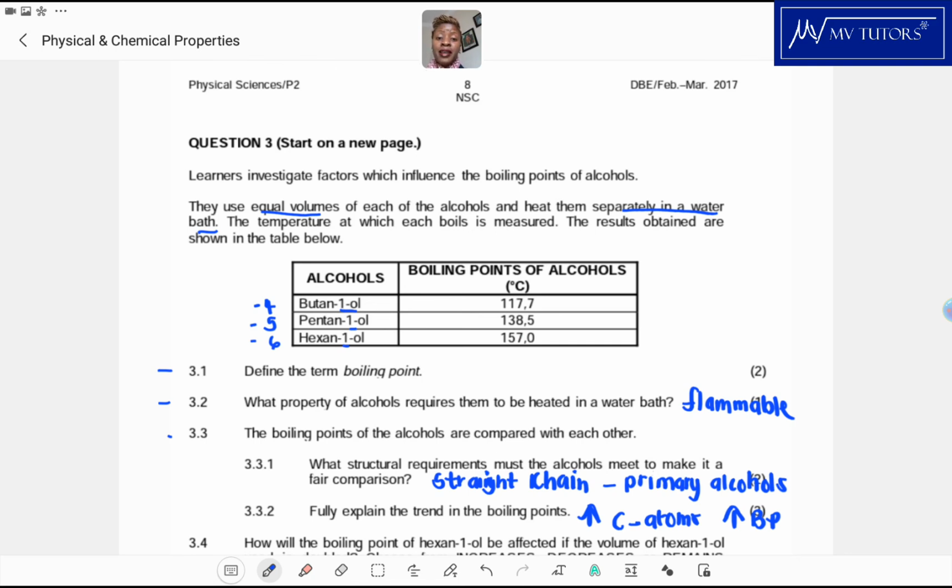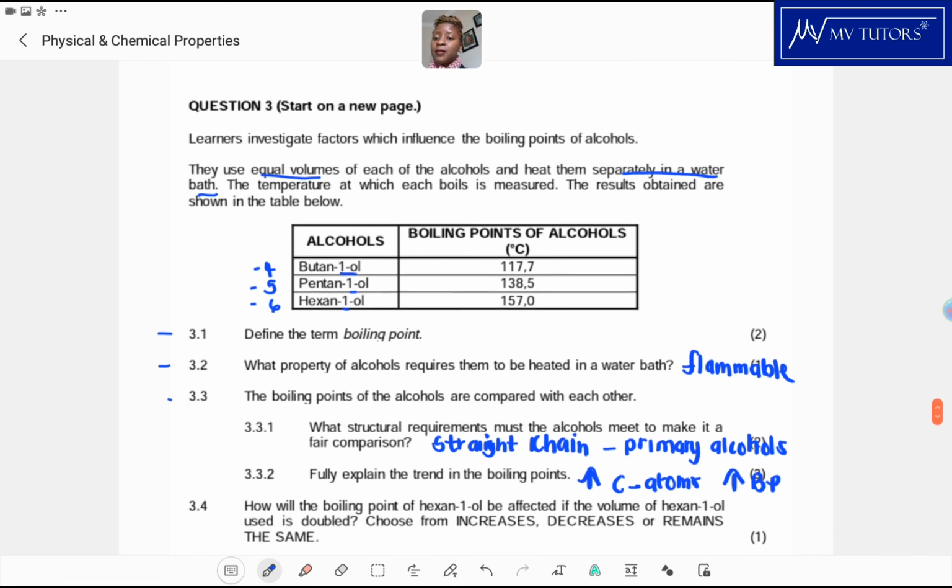You can also say the higher your melting point will be, but we're not discussing that. But you could also say that your boiling point increases because your intermolecular forces get stronger. So the higher molecular forces are, the higher your boiling point will be. The longer your chain is, the higher your boiling point also gets. Okay, so that is the trend that we are seeing.